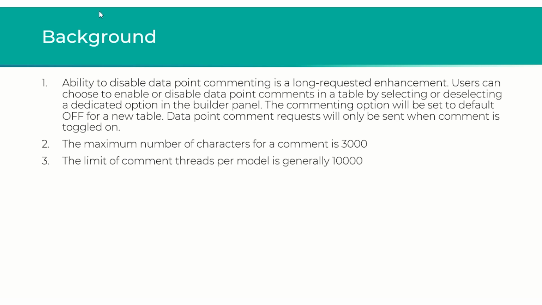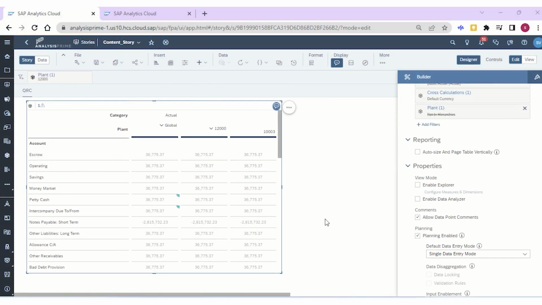Now I'll proceed into the demo. Here, we have a simple story where the comment has already been enabled. So this is the section in the builder panel where we can use a checkbox to allow or restrict. When we unselect the checkbox, the comments which were there go away. And when we select it, we see that the comments are back.